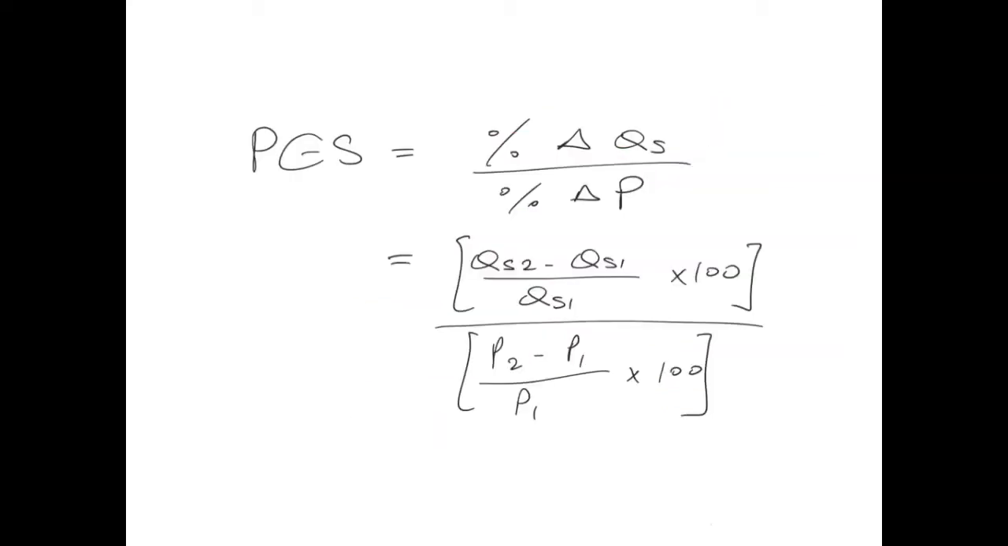So what is the formula for price elasticity of supply? It is calculated by dividing the percentage change in quantity supplied by the percentage change in price. So (QS2 minus QS1) divided by QS1 times 100, that's the numerator at the top, divided by (P2 minus P1) divided by P1 times 100. This will help you calculate the value of price elasticity of supply. It will be a positive value because the relationship between price and quantity supplied is positive.